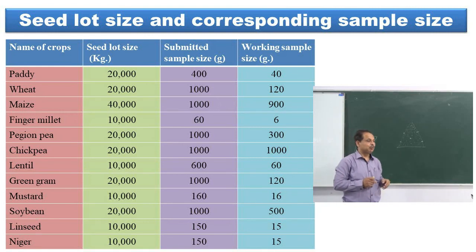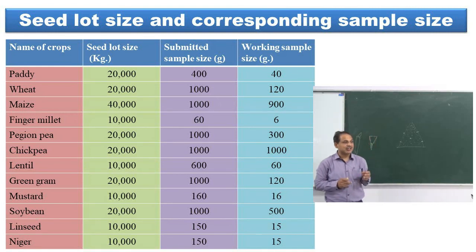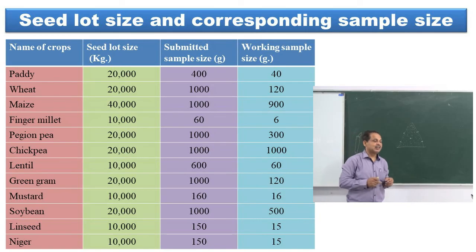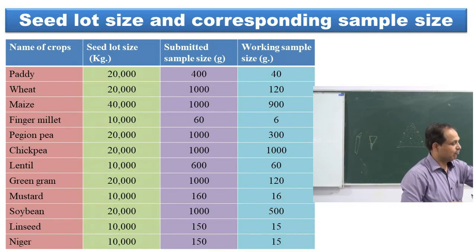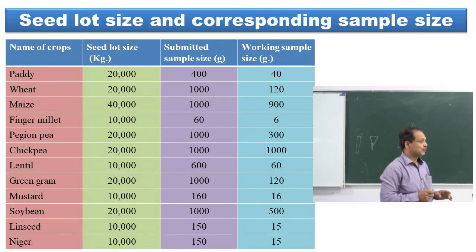Similarly, in the case of wheat, 1000 grams would be required as the submitted sample, and 120 grams for the working sample.